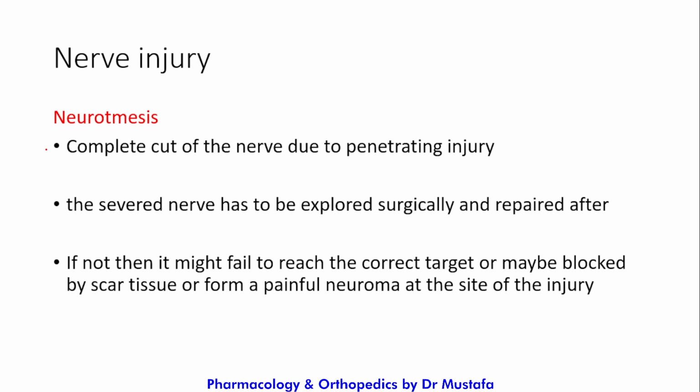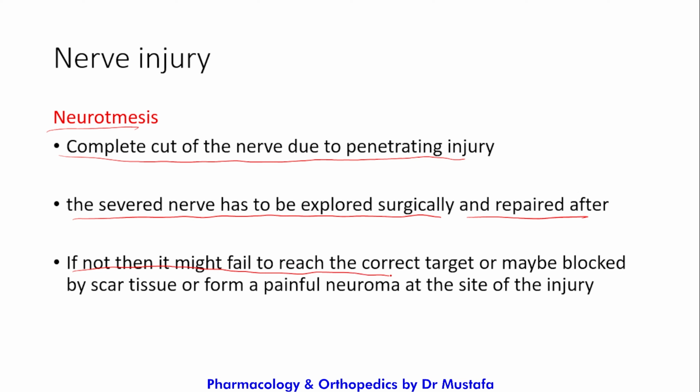The third level of injury to the nerve is neurotmesis. It is a complete cut of the nerve due to penetrating injury, and the severed nerve has to be explored surgically and repaired. If not, then it might fail to reach the correct target, or may be blocked by scar tissue or form a painful neuroma at the site of injury. So there is a high risk of the nerve failing to heal. So it has to be explored.